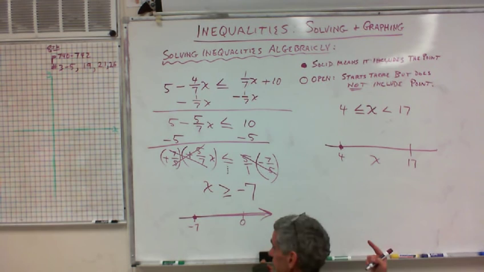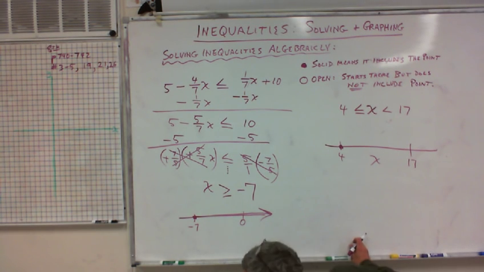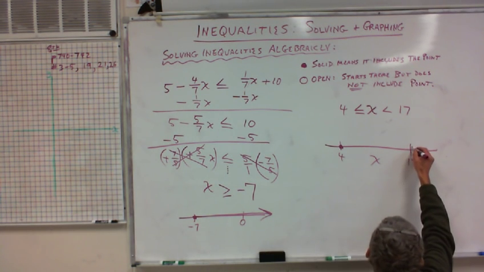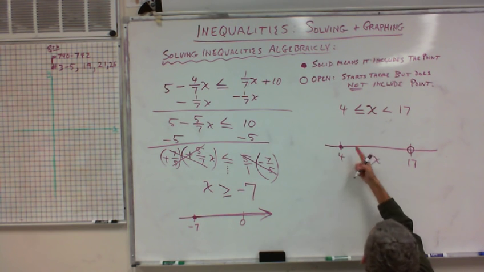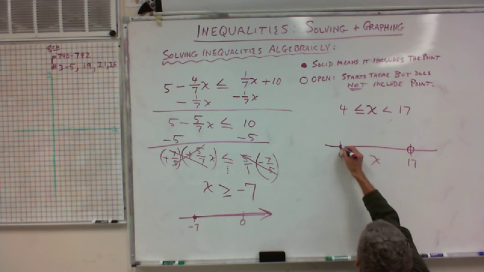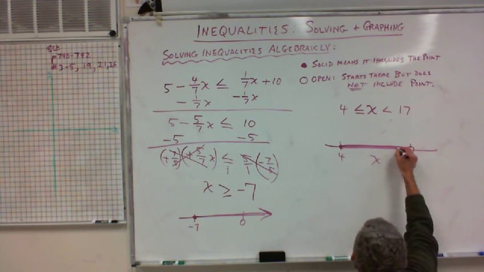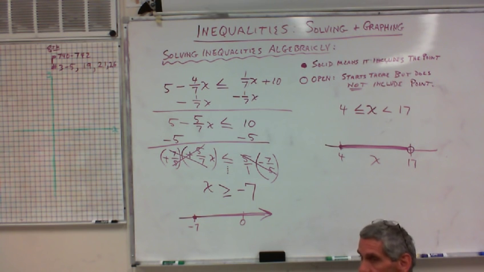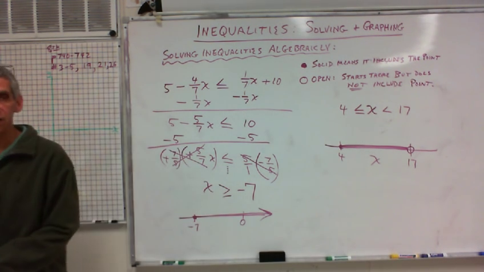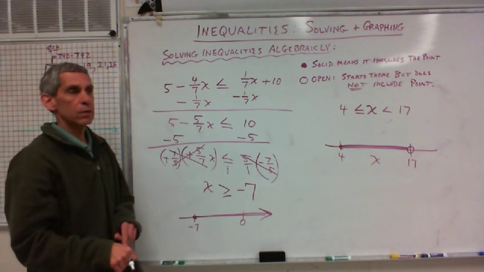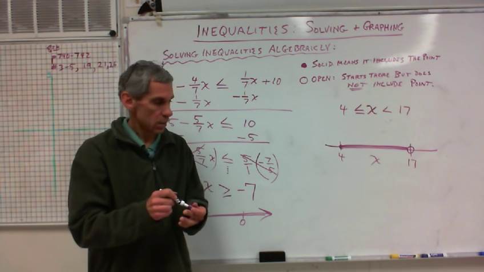Henry, have you seen this? Sorry, I keep covering it up for you. This is going to be an open circle. So x is greater than or equal to 4 and less than 17. So it's just going to be a big fat line between those 2 points. Does that make sense? You get it? Fist of 5? You guys rock.